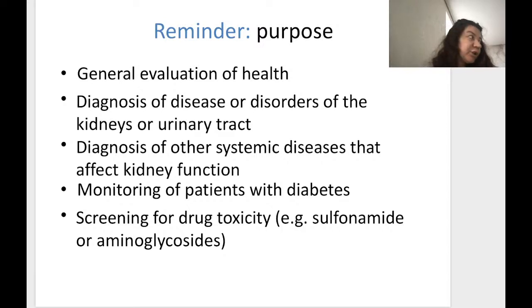Purpose of investigation and purpose of evaluation of a patient with kidney problems. It is general evaluation of health. It is diagnosis of disease or disorders of the kidney or urinary tract. It is diagnosis of other systemic diseases that affect kidney function. Monitoring of patients with diabetes, and screening for drug toxicity, like sulfonamides or aminoglycosides.